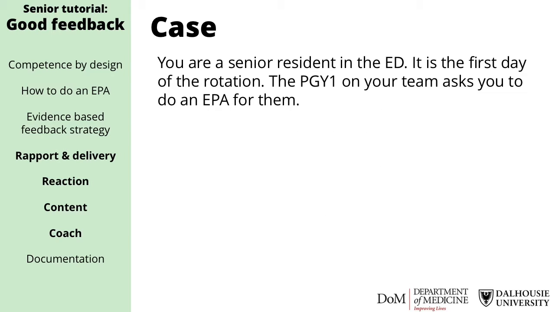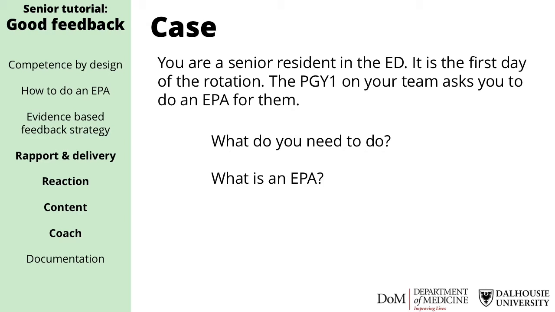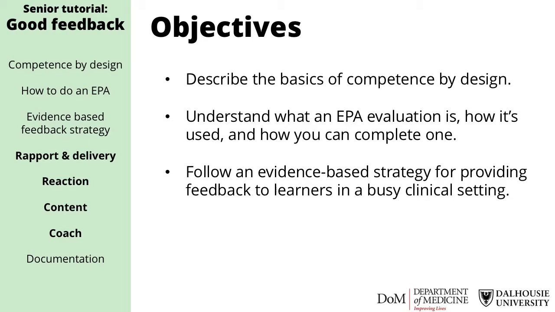So you're a senior resident in the Emerge and it's the first day of the rotation. The junior resident on your team asks you to do an EPA for them. So what is it that you need to do exactly? And some of you might even be wondering what even is an EPA? And once you figure all that out, how do you fill one out? Well, during this tutorial, I'm hoping to address some of these questions.